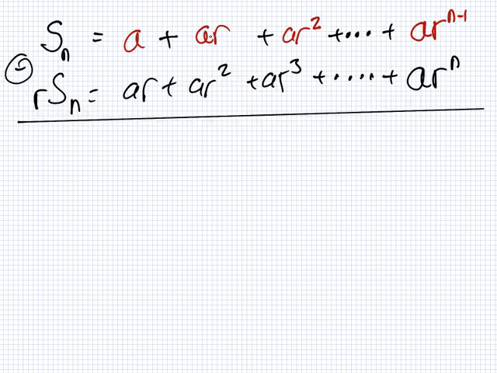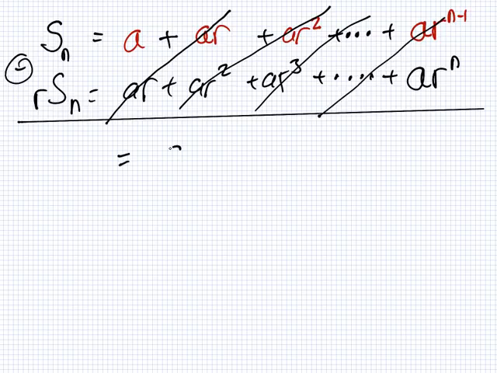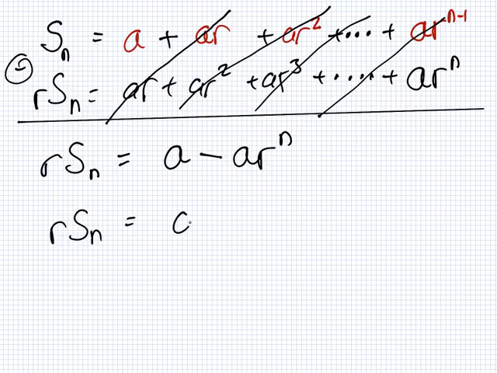So ar minus ar, these cancel. Also, these cancel. You're only left with two things that don't cancel. What are they? A and actually minus ar^n. This is rS_n. So, rS_n equals a(1 minus r^n). So, we have our formula.